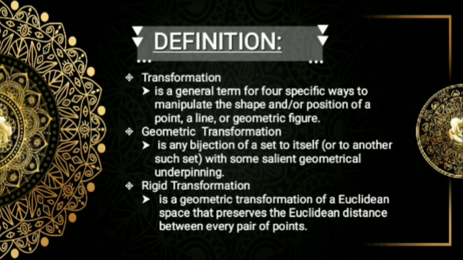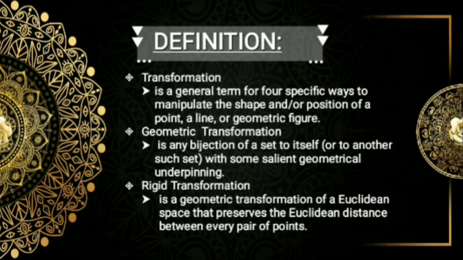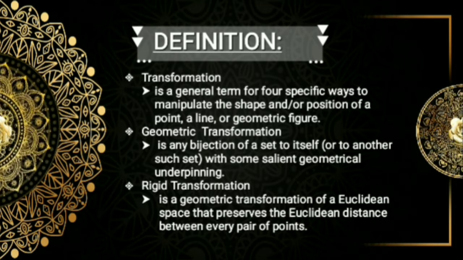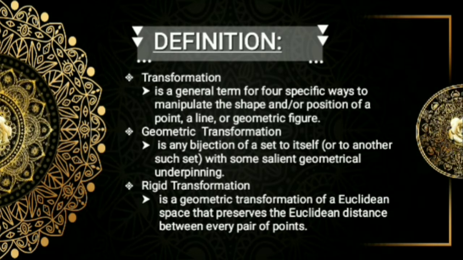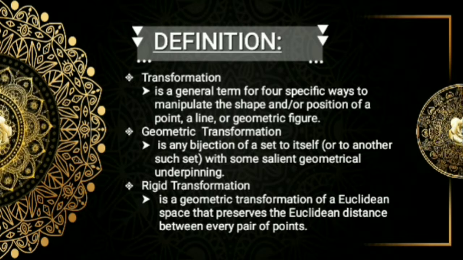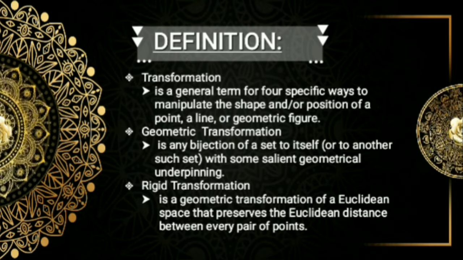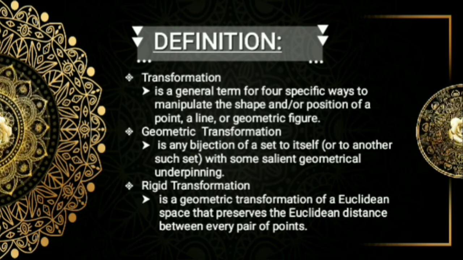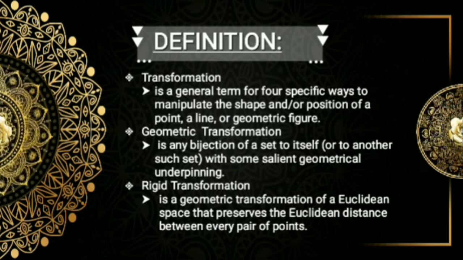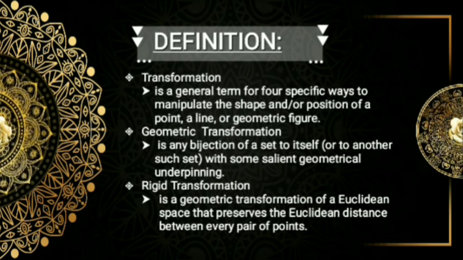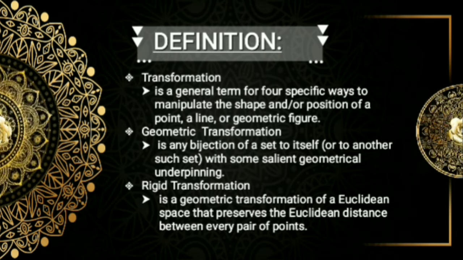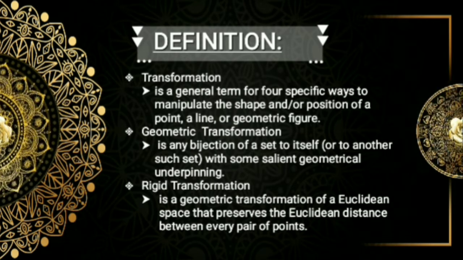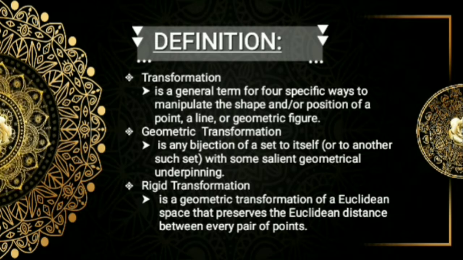We also have transformation. Transformation is a general term for four specific ways to manipulate the shape and/or position of a point, a line, or geometric figure. Next is geometric transformation. When we say geometric transformation, it is any bijection of a set to itself or to another such set with some salient geometrical underpinning.